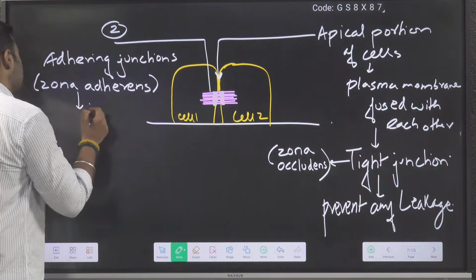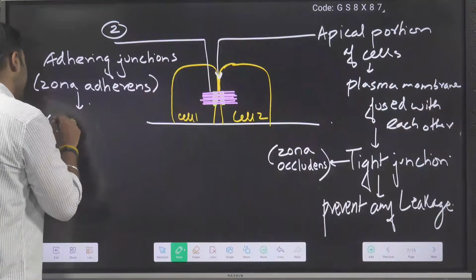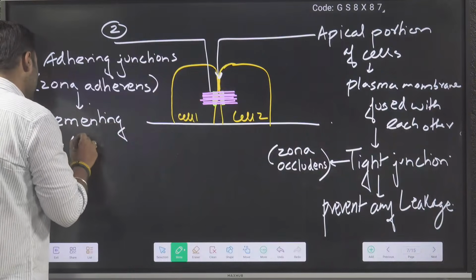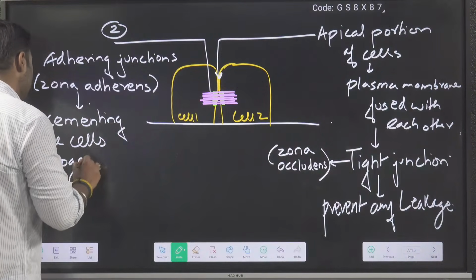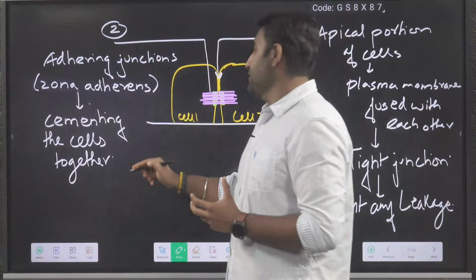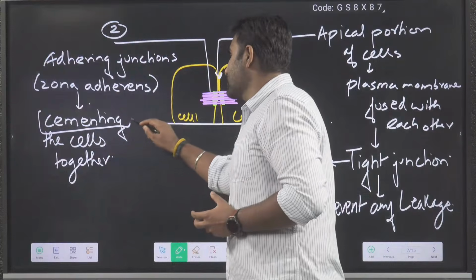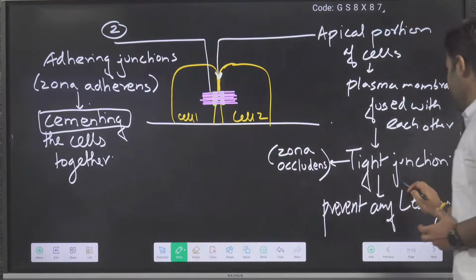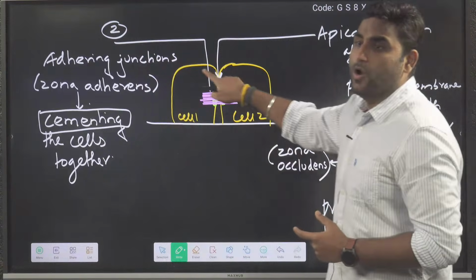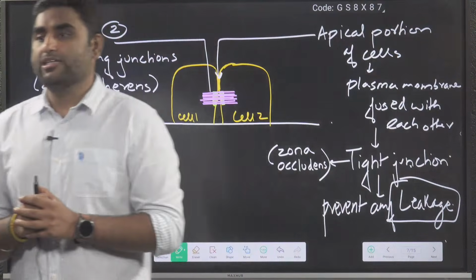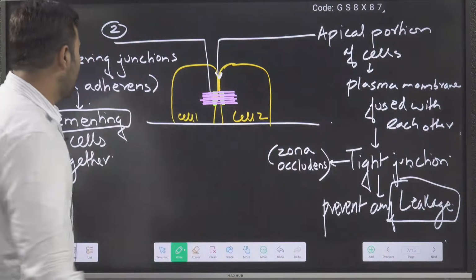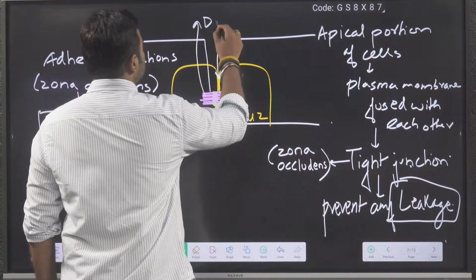What is the function of this? The function is cementing the cells together, basically holding the two cells together. Cementing is the keyword. For the tight junction, the keyword is leakage: preventing any leakage. For the adhering junction, it is holding the two cells together, cementing. And these microfilament fibers are called desmosomes.